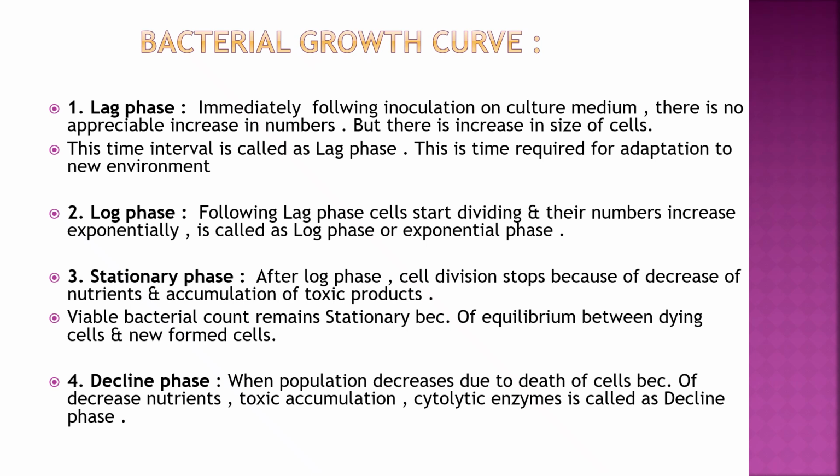Then stationary phase: after log phase, cell division stops because of decrease in nutrients and accumulation of toxic products, and then the bacterial count is static. After that, bacterial count decreases because of the death of the cells due to toxic accumulation, and this is called decline phase. So these are the four phases of the bacterial growth curve. Thank you.